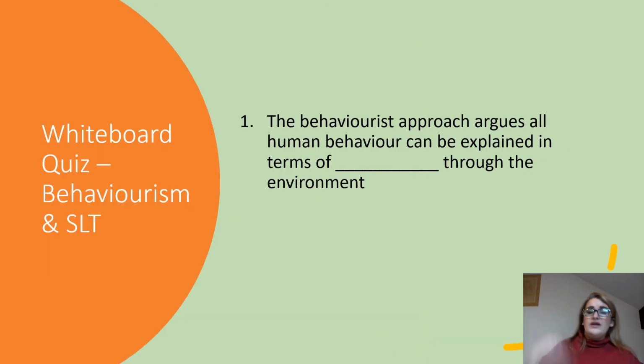Okay, so what you can also have a go at, and you might want to make record cards of these again to help you with your revision notes, is a little bit of a quiz here. In class, normally we'd have our whiteboards to do this. So the behaviourist approach argues all human behaviour can be explained in terms of something through the environment. Hopefully you've got the right answer. Learning. Okay, so you might want to get that down as a record card, put the answer on the back, or get your phone now, or go back to this, do Quizlet cards as well.